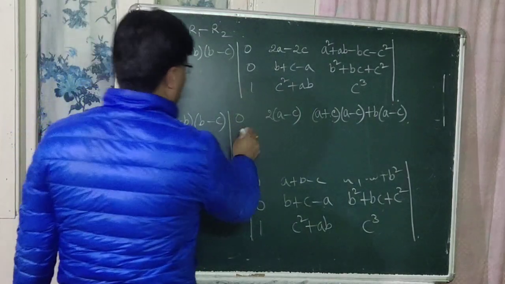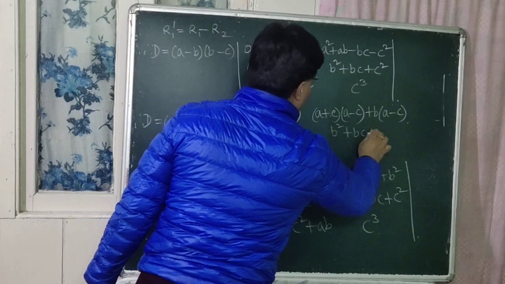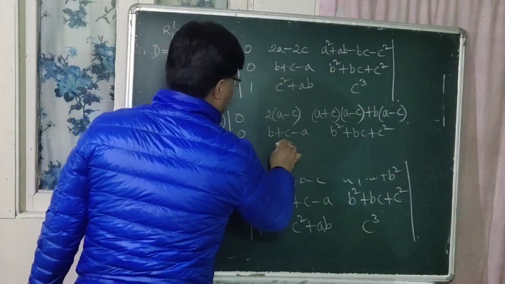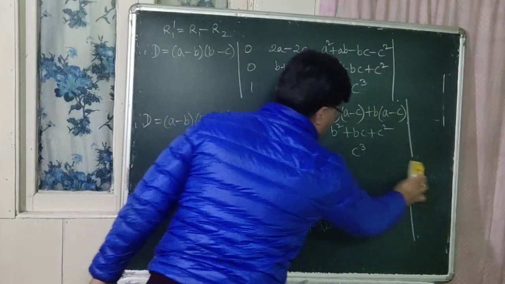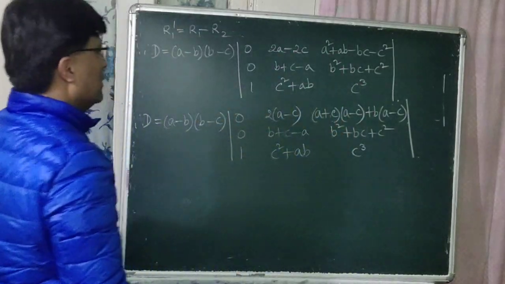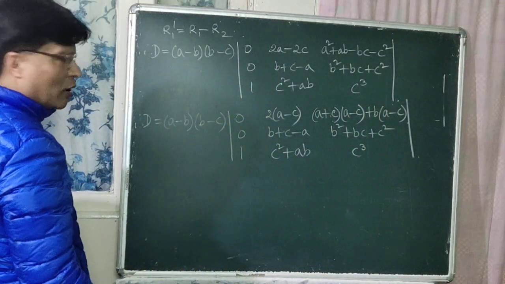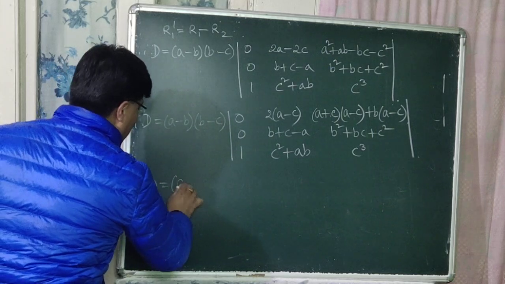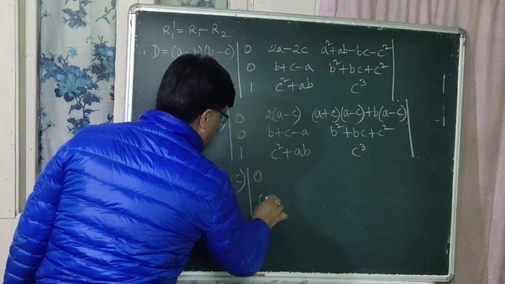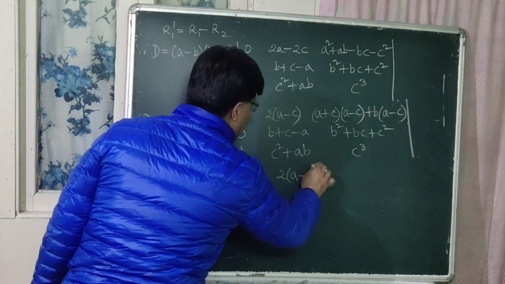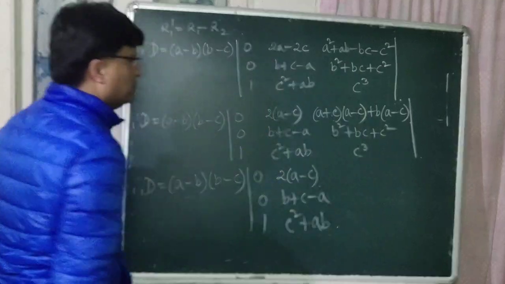Okay. Next, second row as it is राख्ने. B square plus BC plus C square. Next, 1, C square plus AB. Then this is C cube. Is that clear to all of you? ठीक है सब है ना? फिर ये you simplify करो. A minus C is what? Common there. Therefore, D is equal to (A minus B)(B minus C), right? So this is 0, 0, 1. This one is 2 into A minus C. This is B plus C minus A. C square plus AB. Okay.